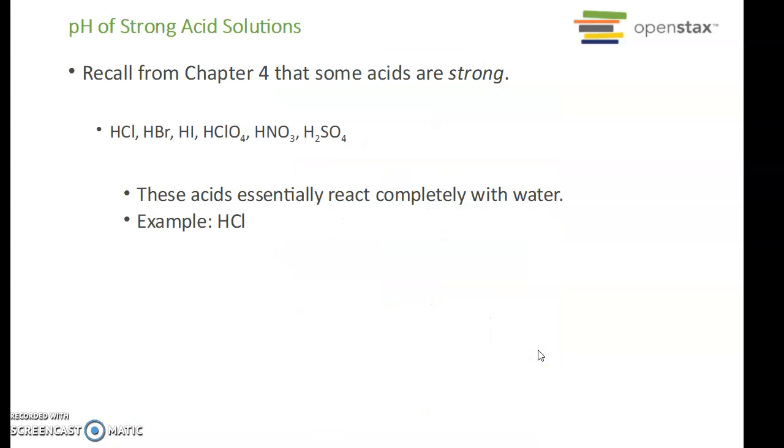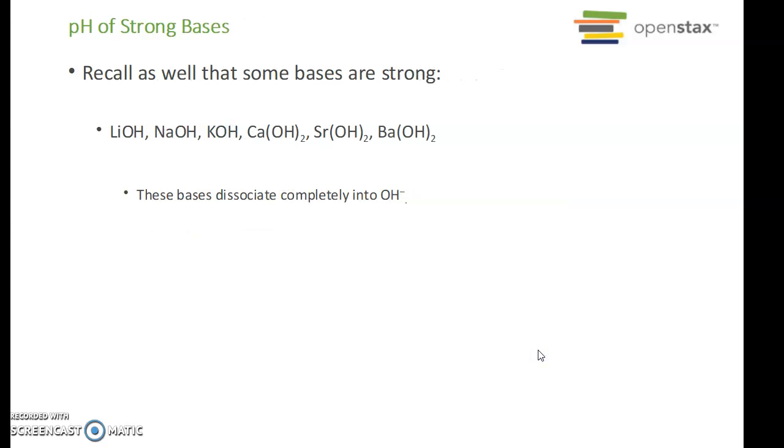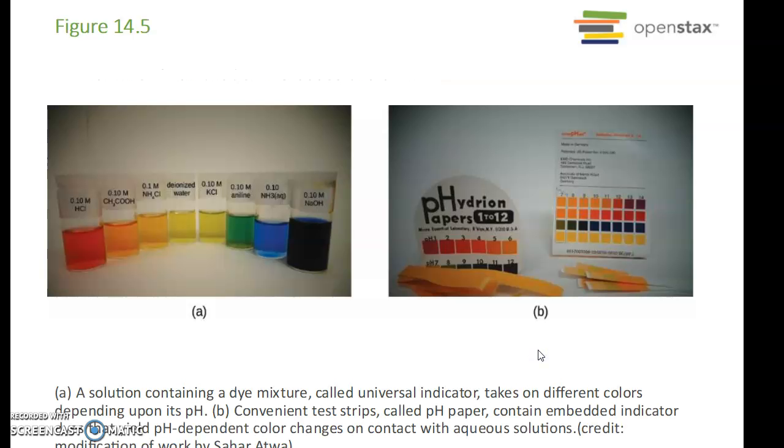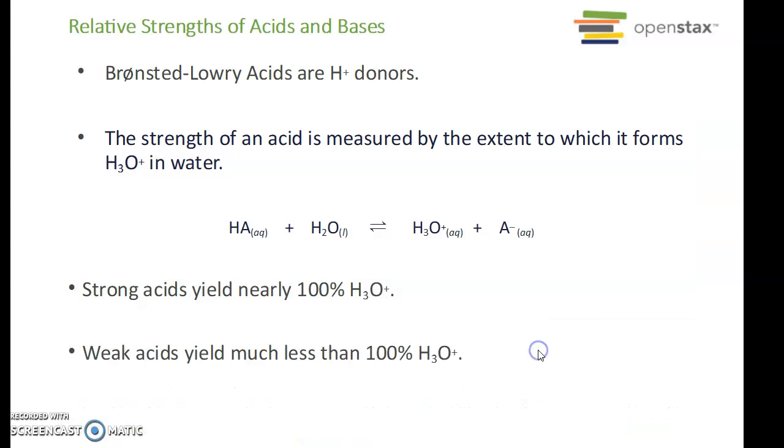Recall from chapter 4 that some acids are strong: HCl, HBr, HI, in other words hydrogen with the different halogens, as well as hydrochloric acid, nitric acid, and sulfuric acid. These acids react essentially completely with water. Recall as well that some bases are strong, such as lithium hydroxide and sodium hydroxide, and these bases dissociate completely into the OH minus ion. These right here are different ways of determining pH, called universal dye indicator strips, which are used as a rough measure of the pH.